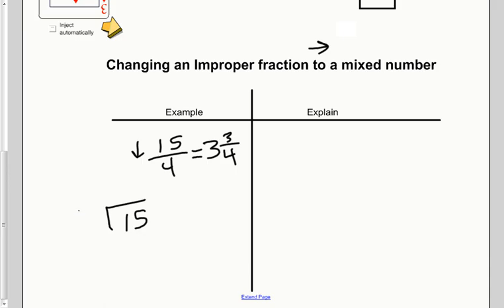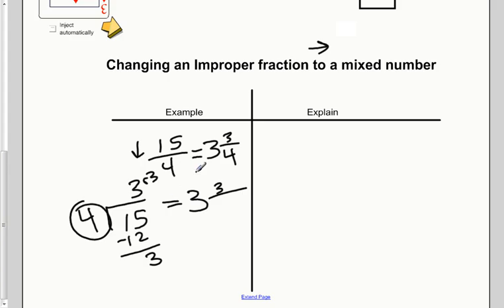15 divided by 4. So how many times does 4 go into 15? 3 times. So that means I can make, let's say we're talking about pies, 15 pieces of pie, and each one is a fourth. So I can make 3 whole pies, and then 3 times 4 is 12. This gives us how many leftover pieces we have. So you can see it's a remainder of 3. So there's 3 pieces left over, and then our denominator stays the same. If it's fourths, it's going to remain fourths.